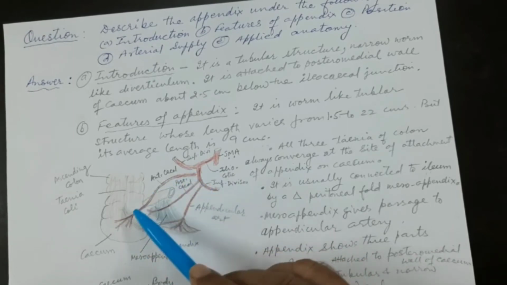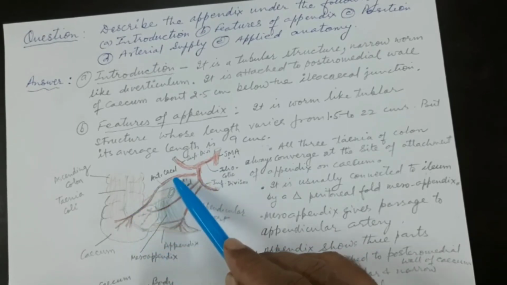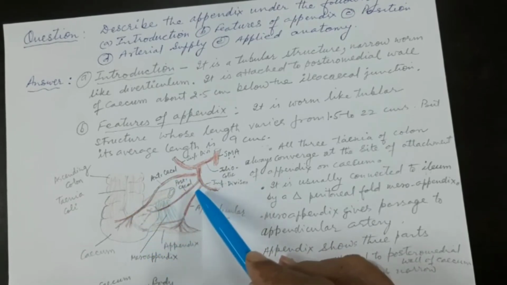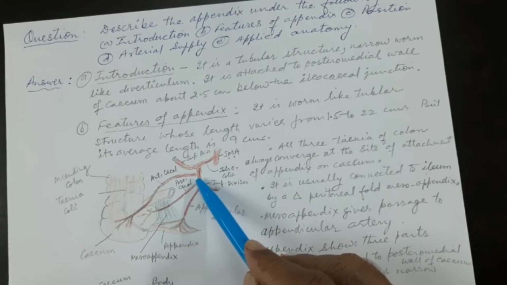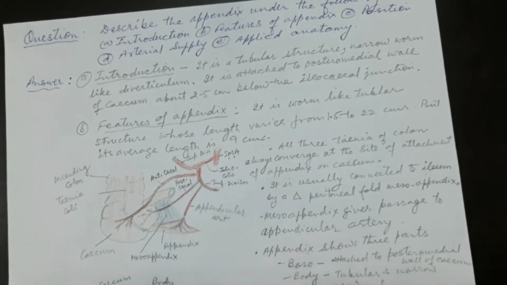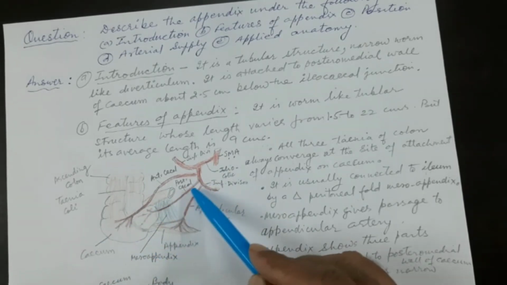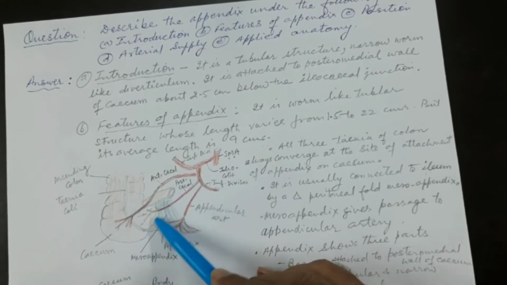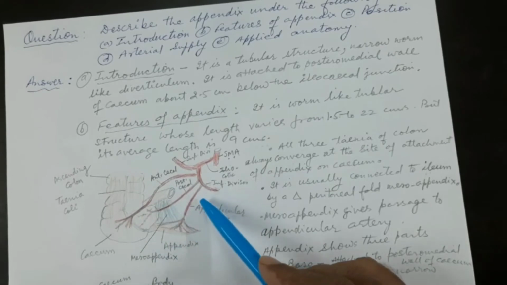Now from this inferior division of the ileocecal artery, branches will come out and they will go to supply the cecum first. So this is called the anterior cecal branch of the inferior ileocecal division. And then one artery will go on to the posterior aspect of the cecum, and this is called postcecal. So these two arteries will supply the cecum.